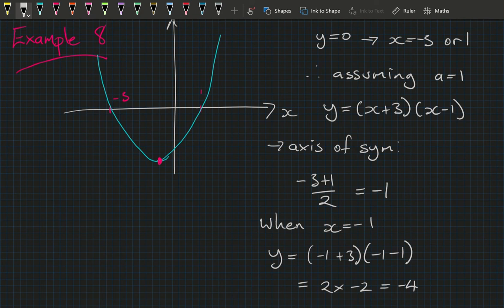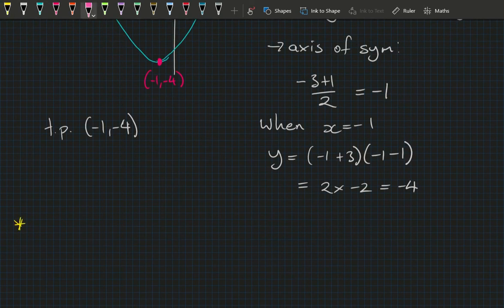So our turning point has an x value of minus 1 and a y value of minus 4. And we should really mark that in on the graph, eh? All right, so that's it for that one. When a is equal to 1, they are that straightforward. But of course, it might get a little bit trickier when it's not. And let's make a note about that.